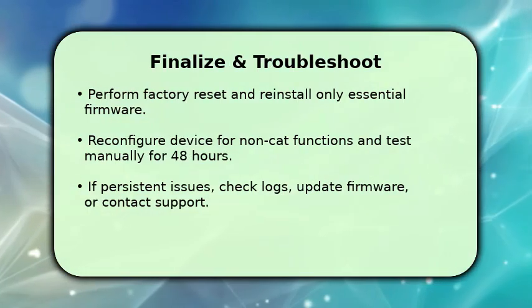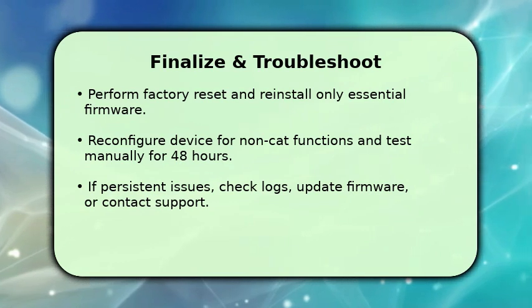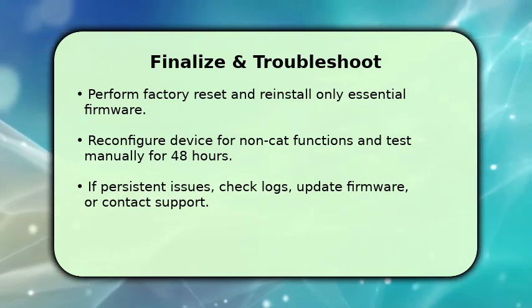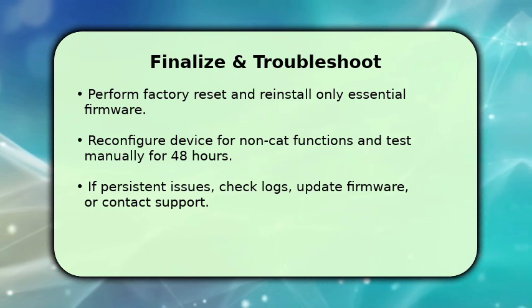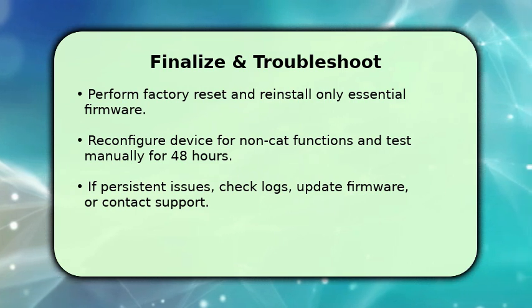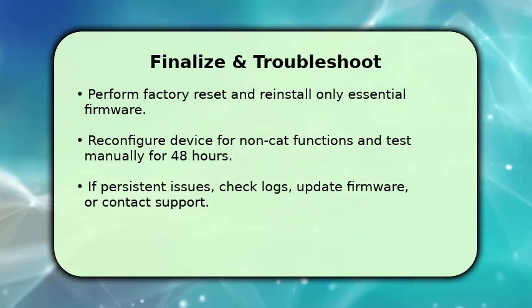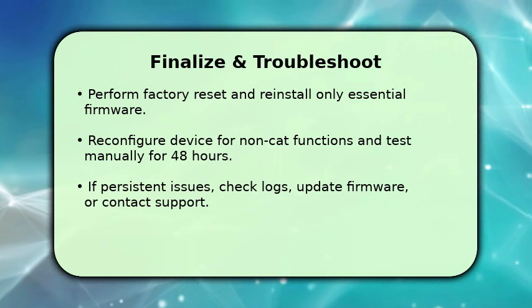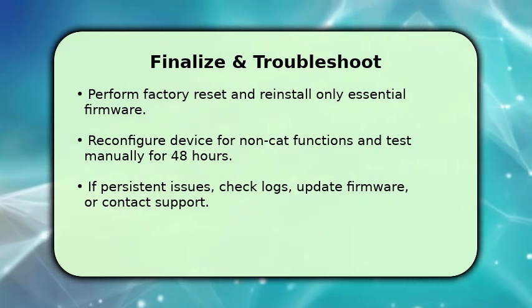Finish by performing a factory reset, then reinstall only the essential firmware or apps needed for the device's remaining functions. This ensures leftover cat control modules aren't loaded. Reconfigure the device for non-cat uses and run manual tests over 24 to 48 hours to confirm it stays inactive.